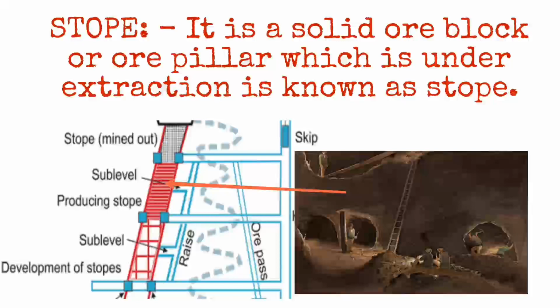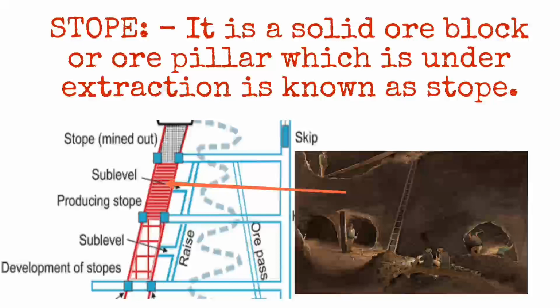Look at the picture here. Initially the first stope is mined out, then some other stopes are in development or producing stopes. So we can say that the solid block or ore block which is under extraction in underground metal mines is generally referred to as a stope.